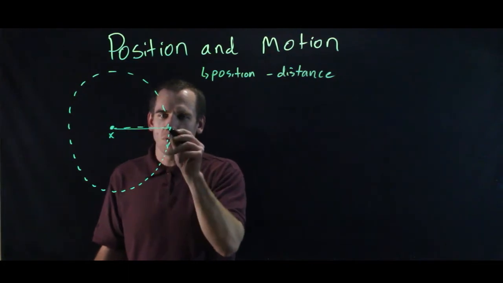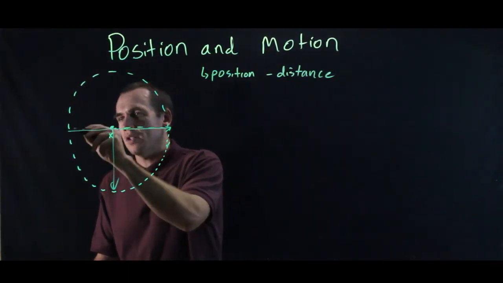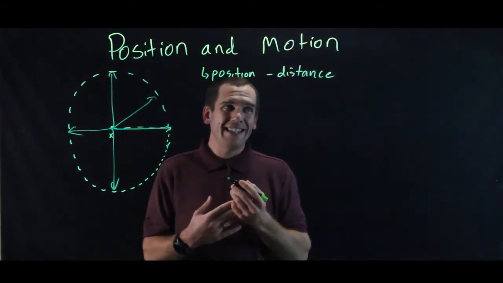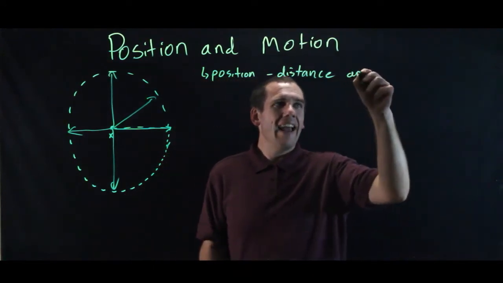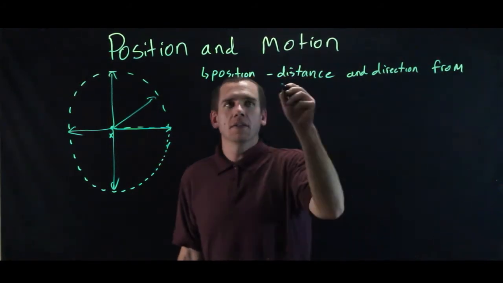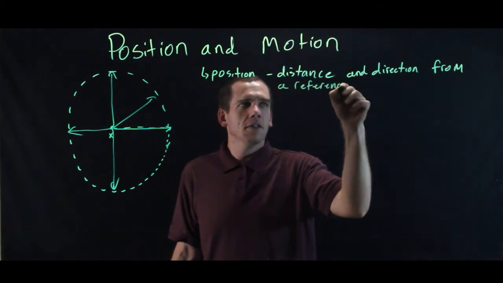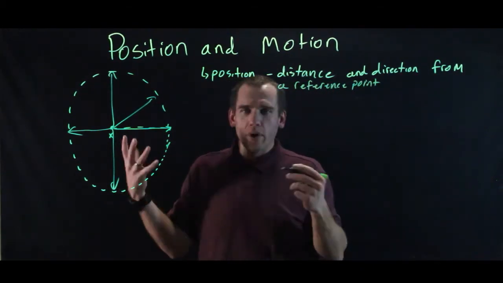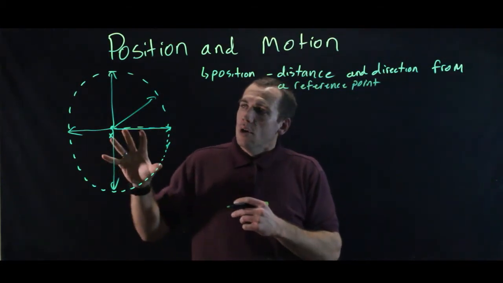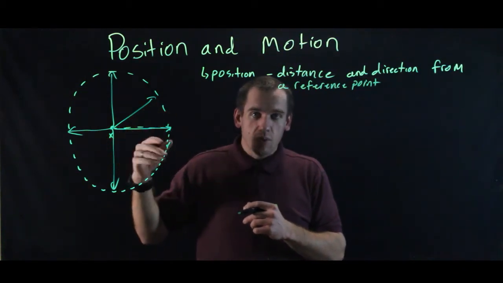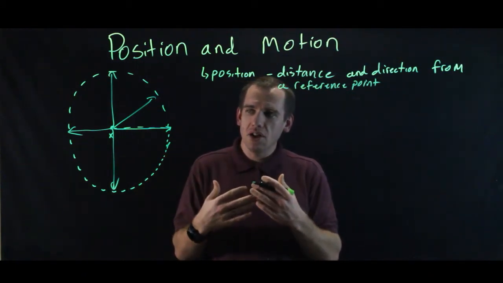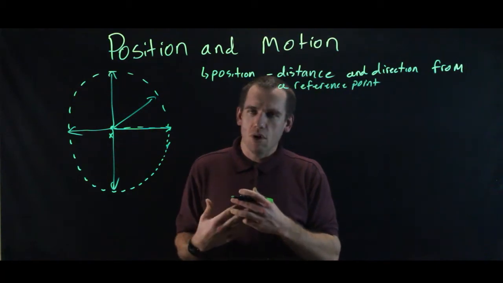So I could be 1 meter to the right, or 1 meter below, or 1 meter to the left, or 1 meter above, or 1 meter at a 45-degree angle, but I need a distance and a direction. So position is distance and direction from a reference point. And the reference point can be anything as long as we have it identified, as long as we know what it is. Now, when an object changes its position, we say it's in motion. If an object's position changes relative to its reference point, it's in motion.